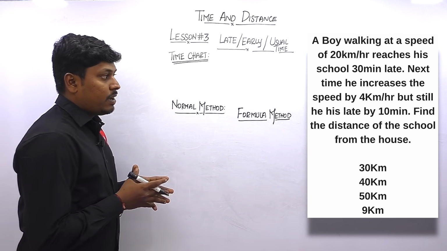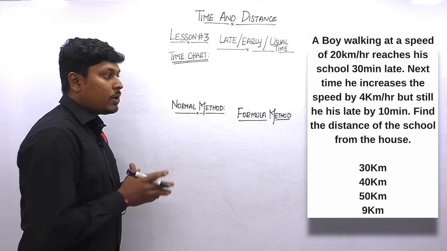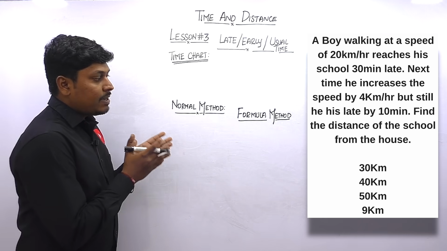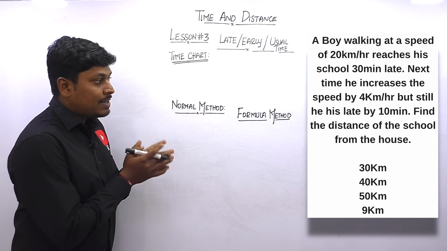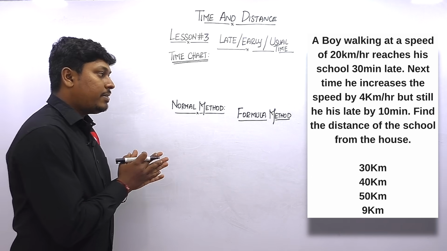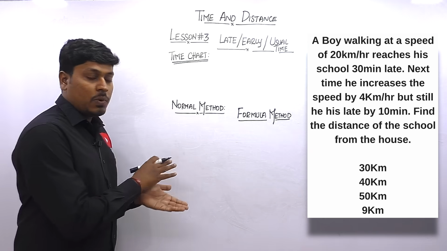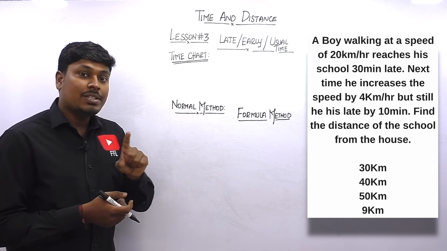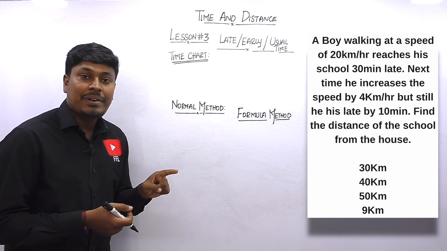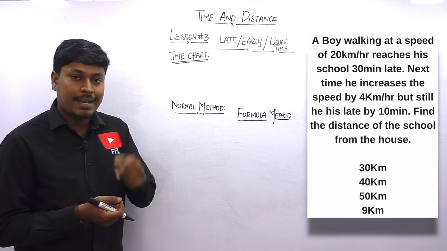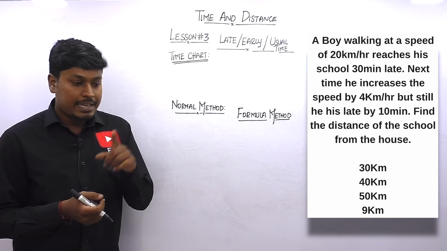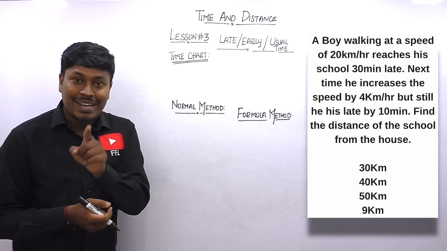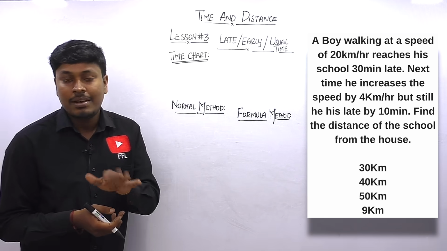Question number 5: a boy walking at a speed of 20 kilometers per hour reaches his school 30 minutes late. Next time he increased the speed by 4 km per hour, still he is late by 10 minutes. Our target is to find the distance between the house and the school. So listen carefully: all the previous 4 questions are based on the concept of late and early, but this question is based on late and again late. What I told you in the beginning: if it is late and early, add the timings. If it is late and late, then you need to find the difference of the timings, or otherwise you can subtract both the timings.